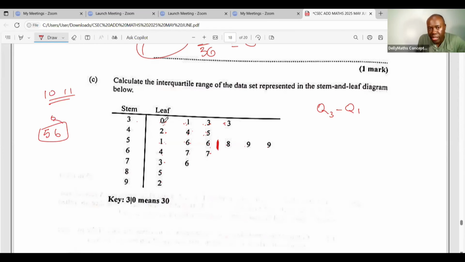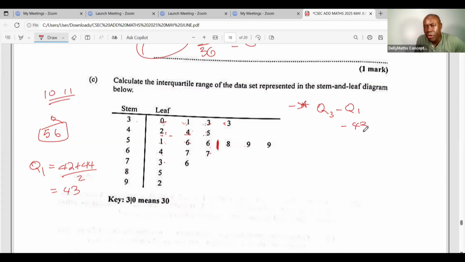Going for my Q1 here, it's 1, 2, 3, 4, 5, 6. These two are in my middle for my Q1, so it's 42 and 44. It's going to be 42 plus 44 divided by 2, and I'm going to get 43. So Q1 is 43. I'm going for my interquartile range, using this formula right here.